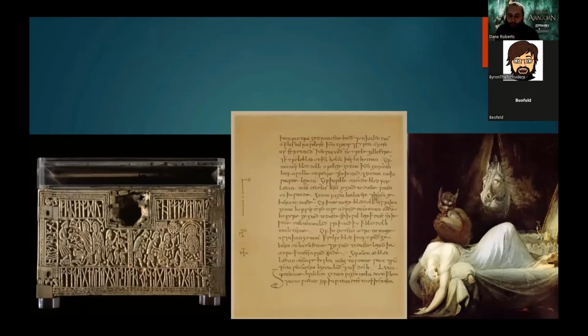One of the most well-known is an individual known as Wayland the Smith, who sort of is a combination of what you would think is sort of like a Germanic Icarus, because he's captured by an evil king and fashions a pair of wings to escape.